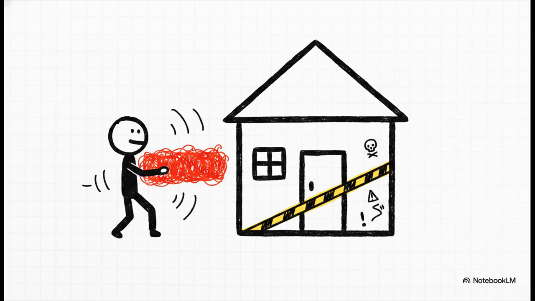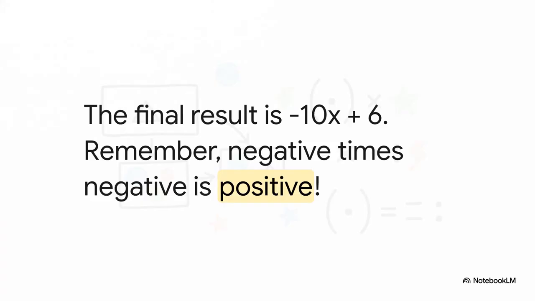When that outside number carries a negative sign, you have to remember that it takes that negative sign with it everywhere it goes inside the house. Let's check out the solution, negative 10x plus 6. Let's break down exactly how this happened, step by step. First up, the negative 2 multiplies with a positive 5x. We know a negative times a positive is a negative, so that gets us negative 10x.